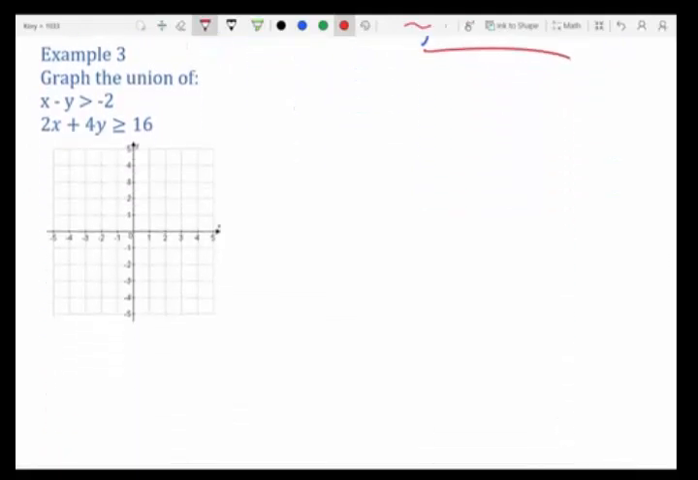Example 3, graph the union of x minus y is greater than negative 2 and 2x plus 4y is greater than or equal to 16. If it says graph the union, that just means to put both of these on the same coordinate plane. So we have our first one. I'll make it green. So we have x minus y is greater than negative 2.